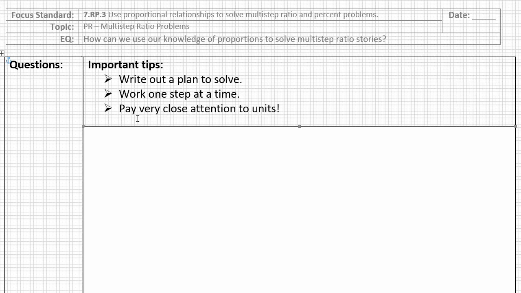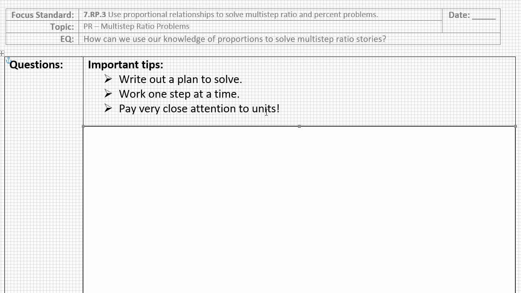Multi-step ratio stories and proportion problems can take a lot of forms, but there are 3 basic tips that I would always suggest. First, write out a plan to solve. Write out the questions that you have and that you need to answer to be able to completely solve the problem. And then work just one step at a time. Don't get too overwhelmed by it.